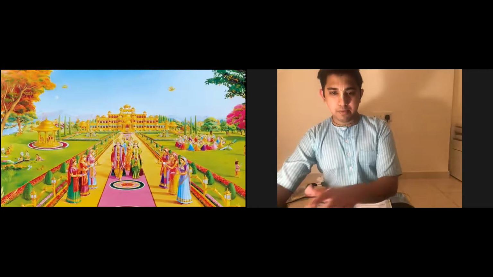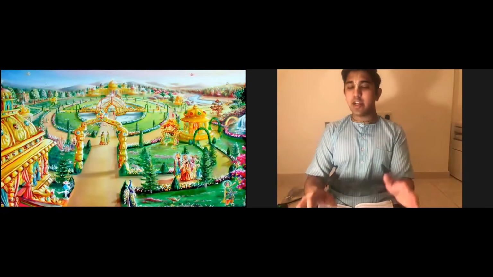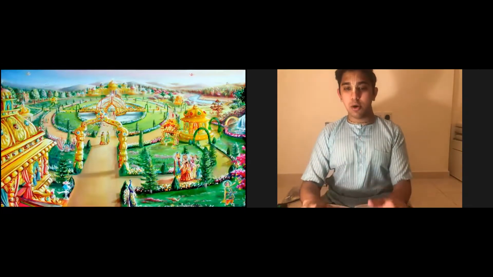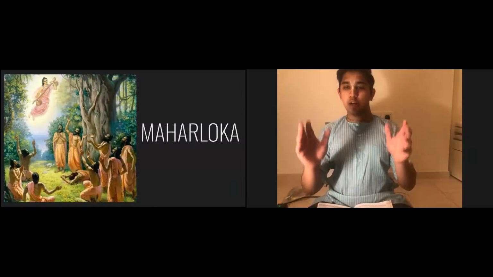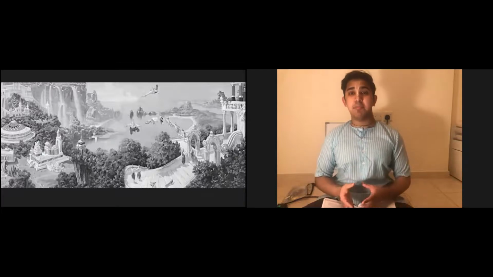Moving forward, so this is how Dhruvaloka would look like. Beautiful heavenly gardens, all palaces made purely of gold. And as we move up, we go to Maharloka. This is the place where all these ascetics and sages, after living a life of renunciation and meditation, are given this heavenly realm.